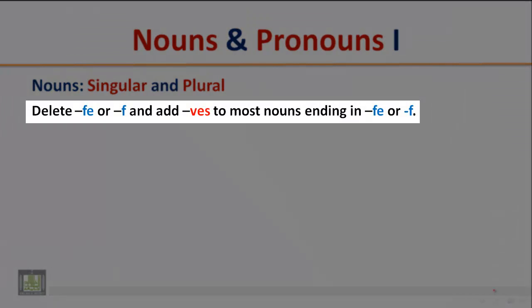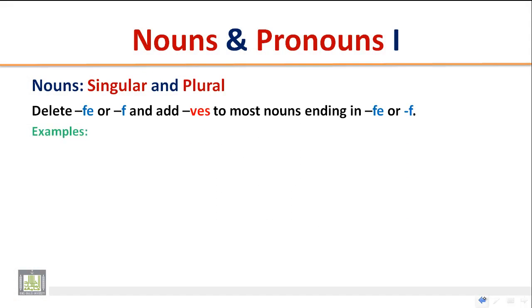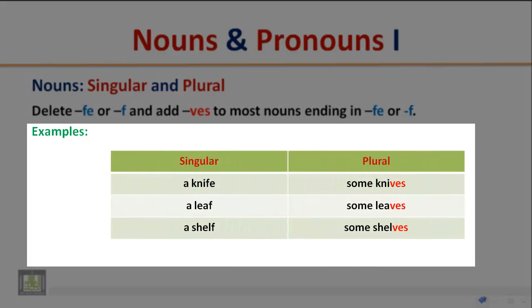Delete FE or F and add VES to most nouns ending in FE or F. Examples. Knife, some knives. Leaf, some leaves. A shelf, some shelves. Notice that the F is deleted and we add VES to make this word plural.